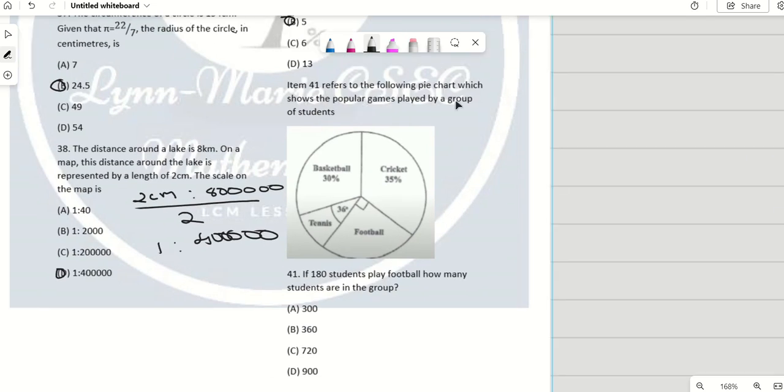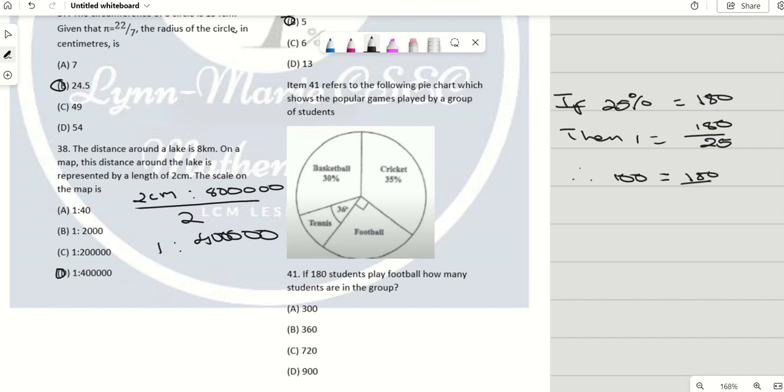Item 41 refers to the following pie chart, which shows the popular games played by a group of students. If 180 students play football, how many students are in the group? Football, because of the square, we know that it is 25%. So we're saying if 25% is equal to 180, then 1% is equal to 180 divided by 25, and therefore 100% would be equal to 180 divided by 25 multiplied by 100.